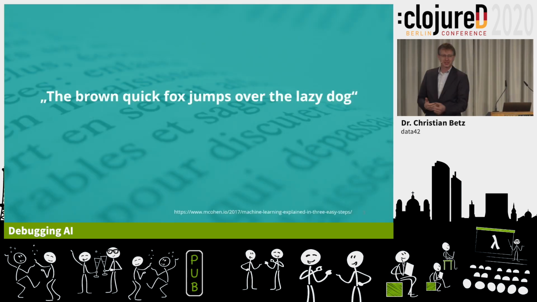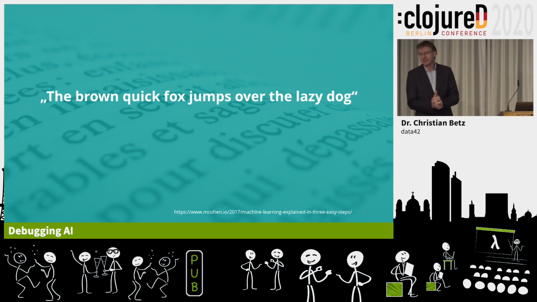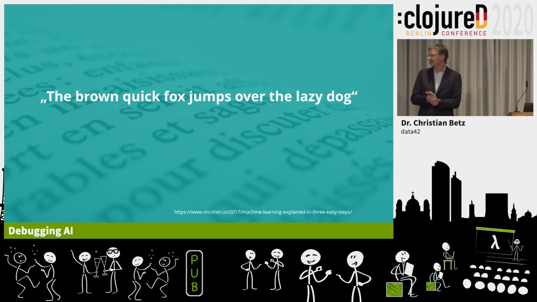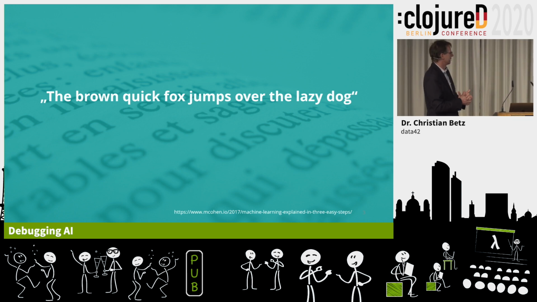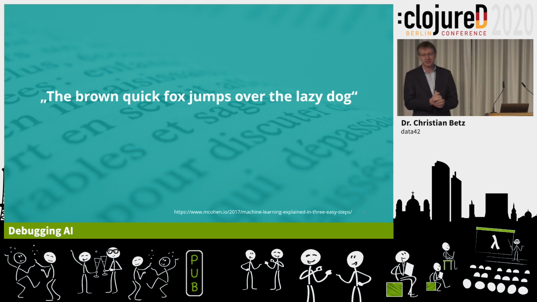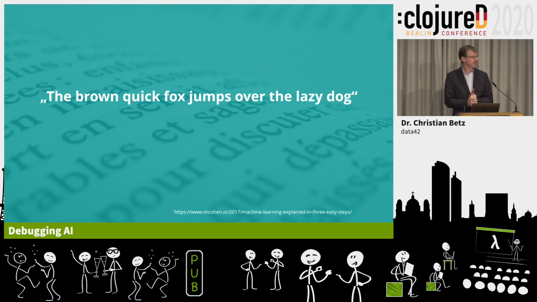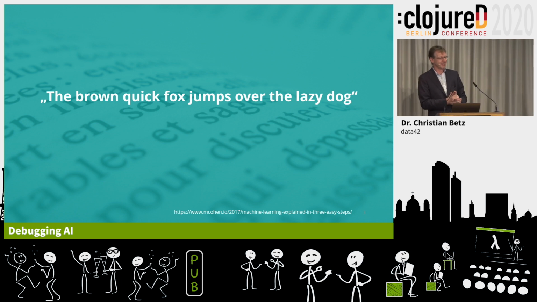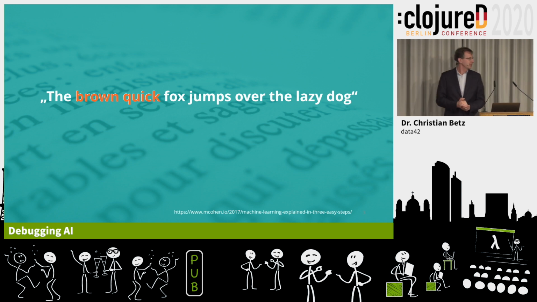Yeah, thanks, and I'll just jump right in. That sentence explains best what AI is good at. Like, the sentence has what we all know, a problem. The brown quick fox jumps over the lazy dog. Does anybody spot the problem? It's quick brown fox. Exactly. Wrong order of adjectives. Exactly, and you know it.